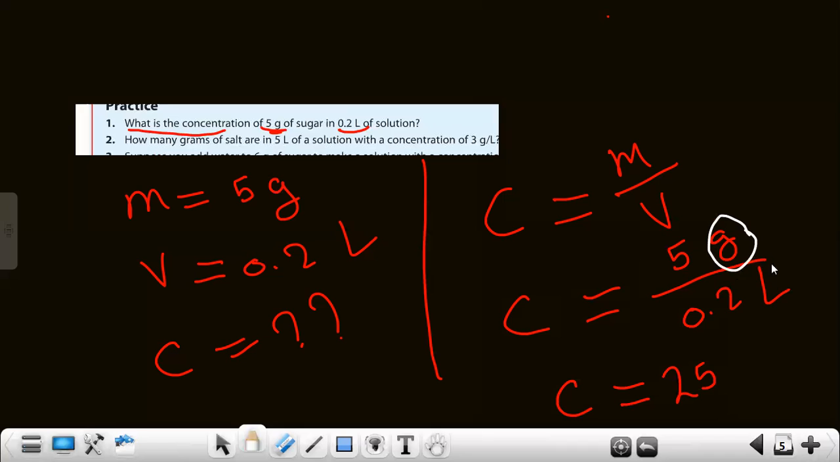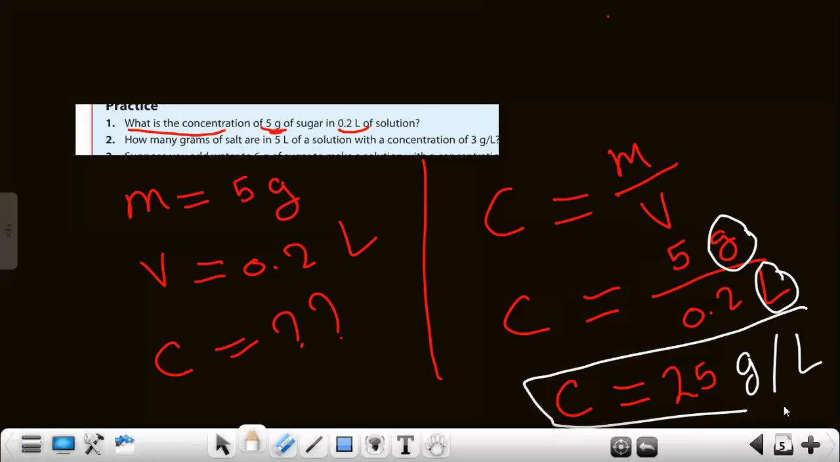Excellent, 25. And don't forget, Shabab, it is here gram per liter. We have gram and liter, so you have to put both. So gram per liter. Okay? So this is what you answer.